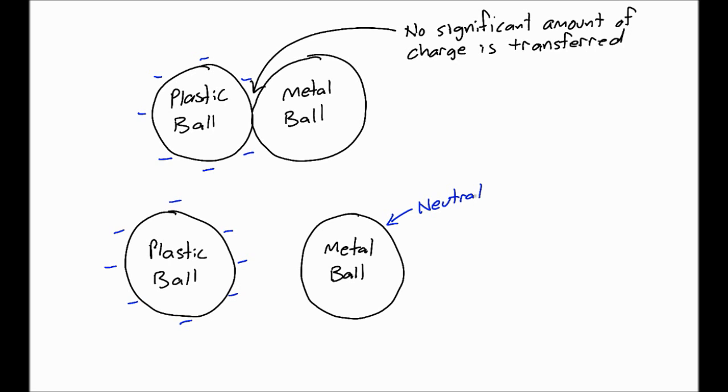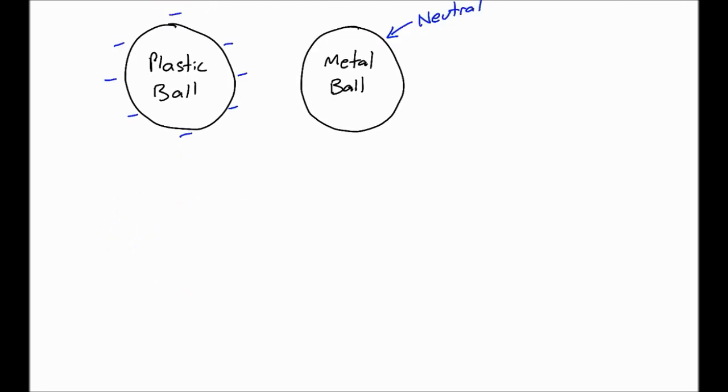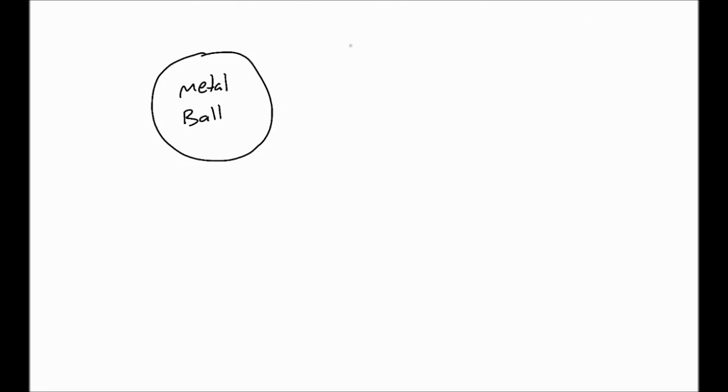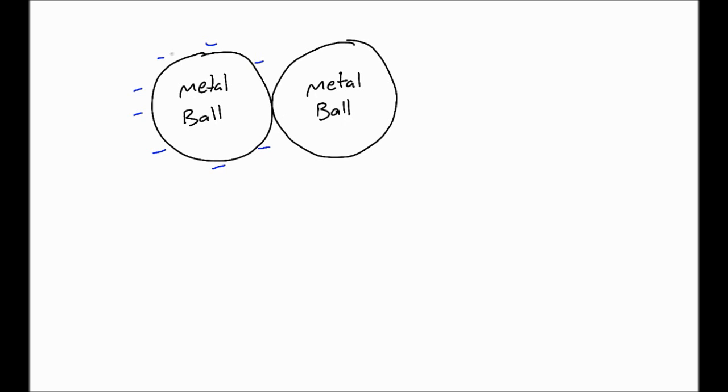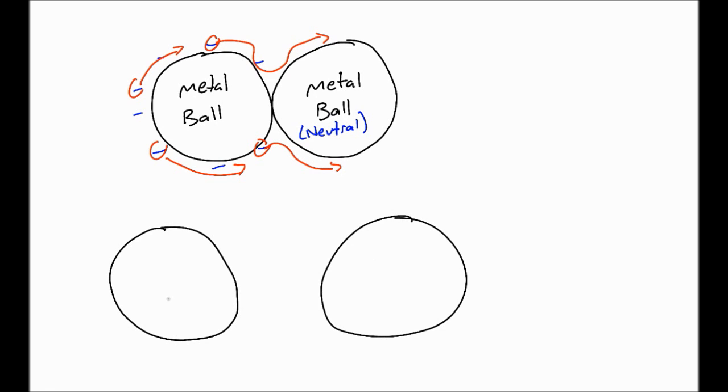But now let's consider what happens if both objects are metal, are conductors. Where this one starts off negatively charged, and this one is initially neutral, but now the electrons are free to flow around the charged metal ball, and so they can flow through the point of contact onto the other metal ball. With the result that after they're separated, they're both negatively charged.